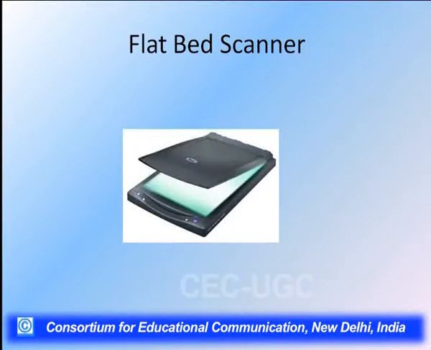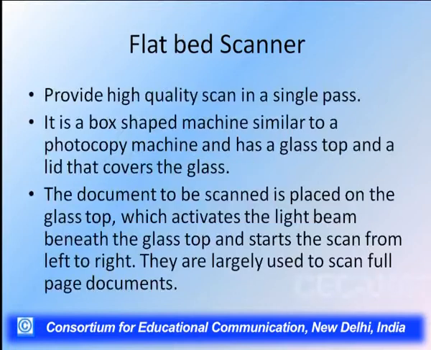This is a flatbed scanner as you can see in the picture. So it provides a high quality scan in a single pass. It is a box shaped machine similar to a photocopy machine and has a glass top and a lid that covers the glass. The document to be scanned is placed on the glass top, which activates the light beam beneath the glass top and starts the scan from left to right. They are largely used to scan full page documents.